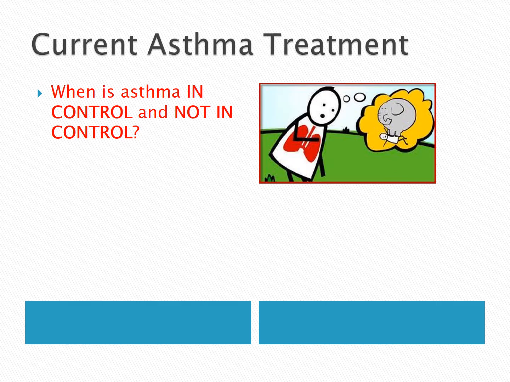There's another little measure we use, the peak flow, which we'll look at in a couple slides, which can be a really good objective measure as to whether your asthma is in control or not. And ideally, we want no more than 1 acute asthma attack per year.